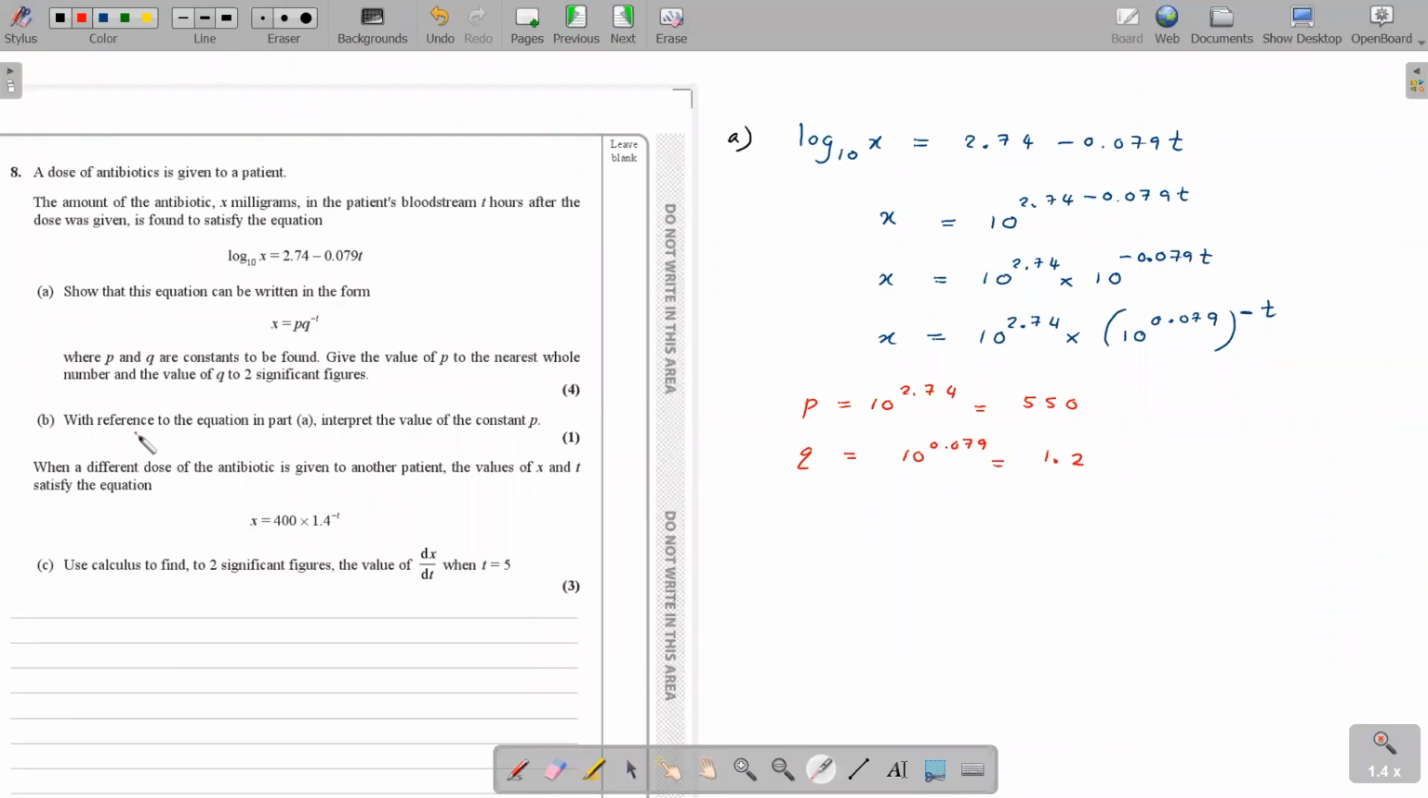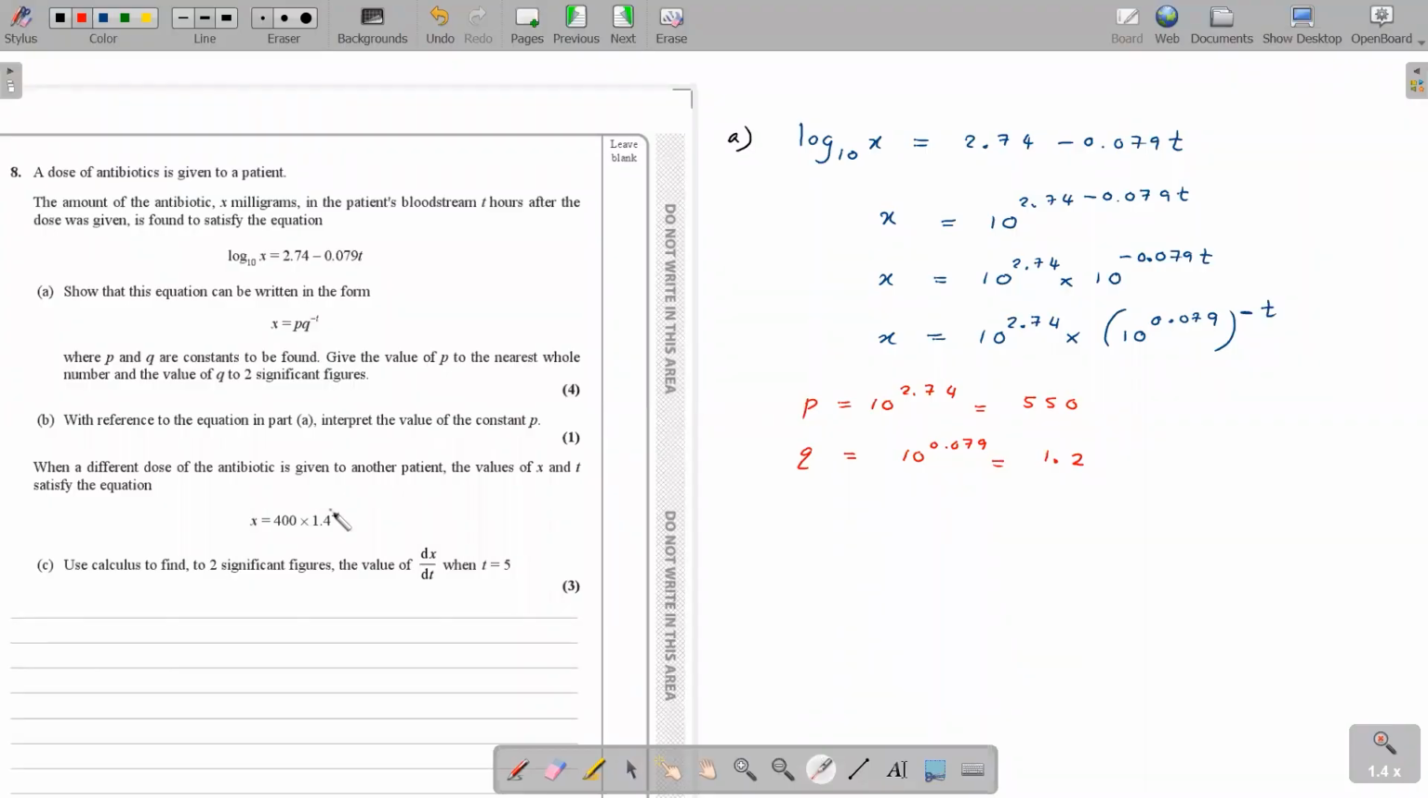Moving on to part B: with reference to the equation in part A, interpret the value of the constant p. Interpret means you have to give some meaning behind this p value. So we found p as 550, and you need to give a proper meaning for it. They are asking you to use the reference with part A. How do we refer to part A with this model, and get exactly what this 550 is?